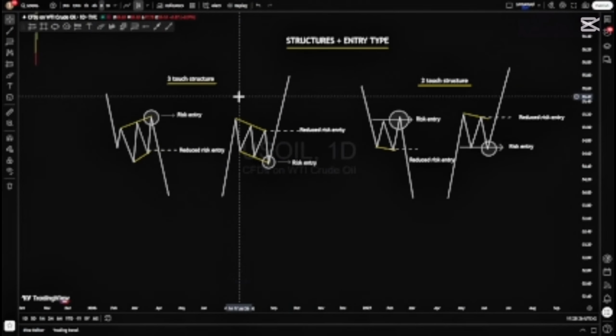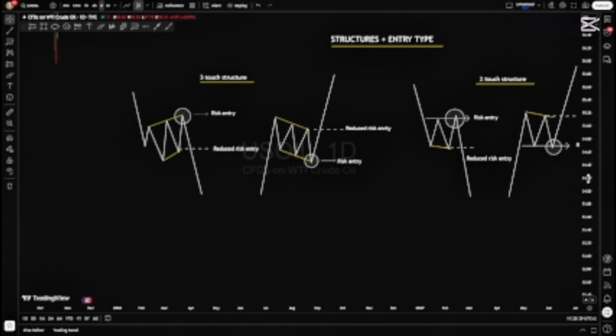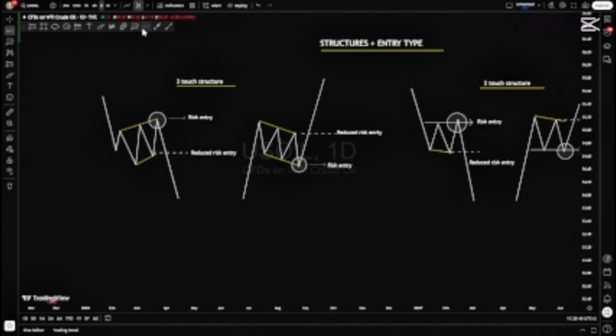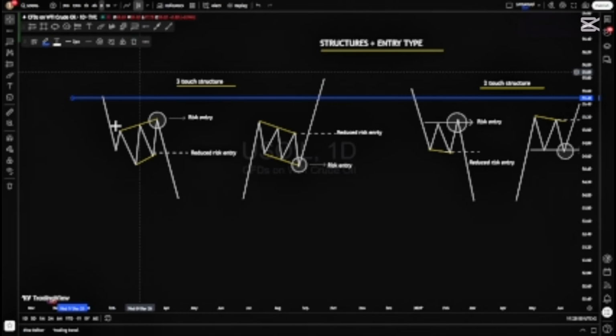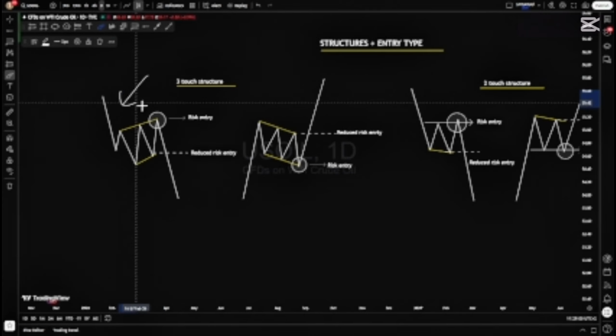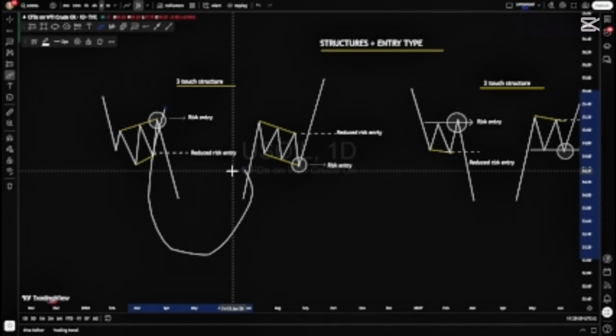So yeah, guys, let's start with a 3-task structure, a continuation pattern. I only trade continuation patterns, not reversals. Let's say we had a value area, maybe a 1-day value area, and then price tapped into that value area. After that, obviously, we wait for our impulsive push, which is our move going down, right? And then after that, we are waiting for a correction, either a 2-task structure or a 3-task structure. But in this scenario, I'm going to demonstrate a 3-task structure.